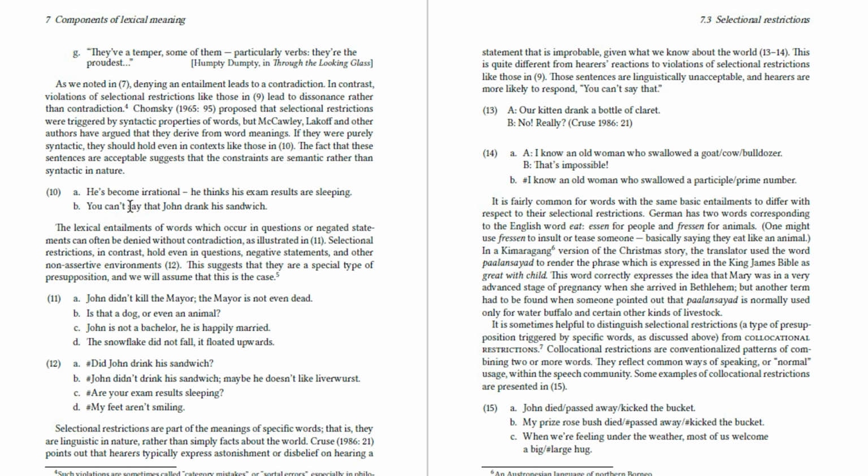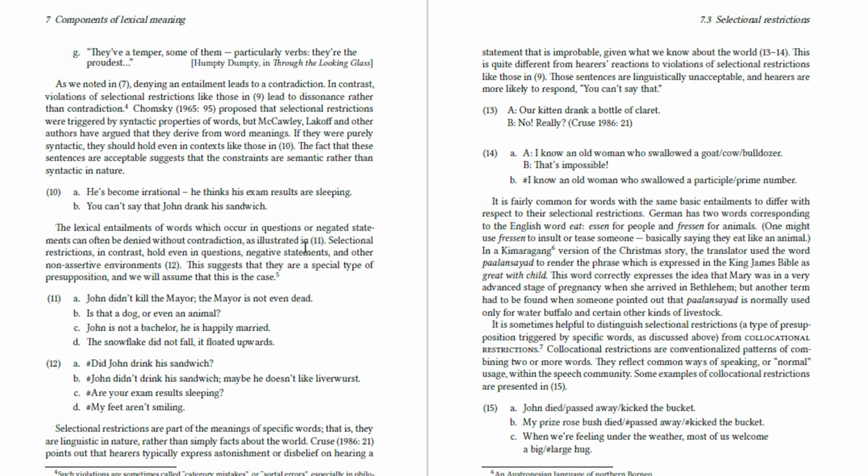And number B, you can't say that John drank his sandwich, because someone is having that logic, and he wants to argue. He said, how come you say that John drank his sandwich? You couldn't use the word drank for the sandwich. It means there is something in the structure. You have to use the word, maybe the word ate. So John ate his sandwich. That's very logical, and no one can argue about the meaning of the sentence.